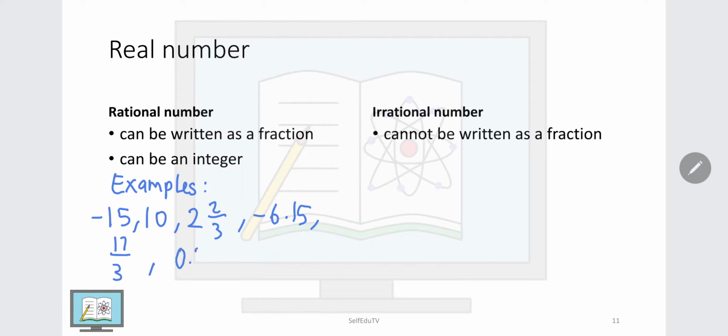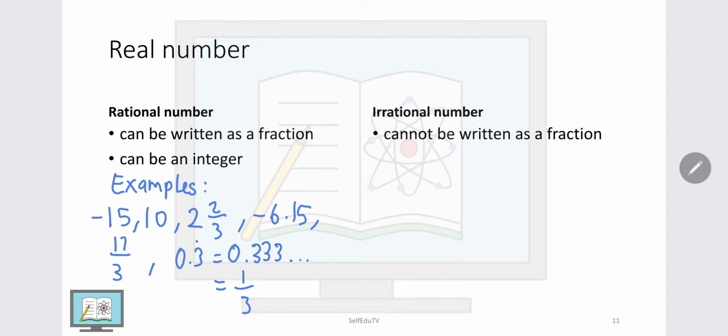and recurring decimal. So 0.3 with a dot above the 3 is equal to 0.333, and the list is endless, 0.3333333. If I change it to a fraction, it is 1/3. So a recurring decimal is also a rational number.